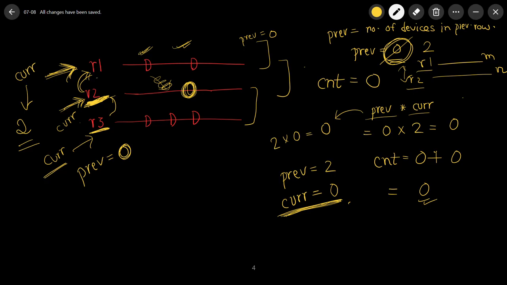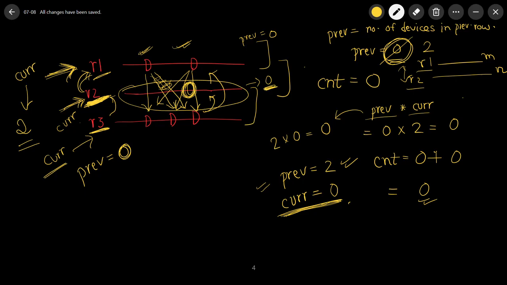Rather, beams would come from this R1, as I am showing using these arrows. Even though it's not just the row above R3, R1 beams will still come from R1 because the middle row had 0 devices. This was our second condition, if you remember. So that's why, if every time we check whether our current row has 0 devices, then we would not reset our previous. Then we would not change our previous.